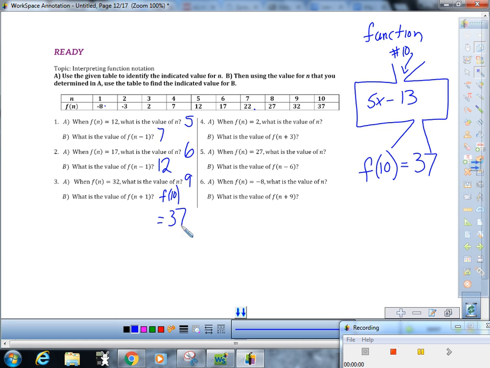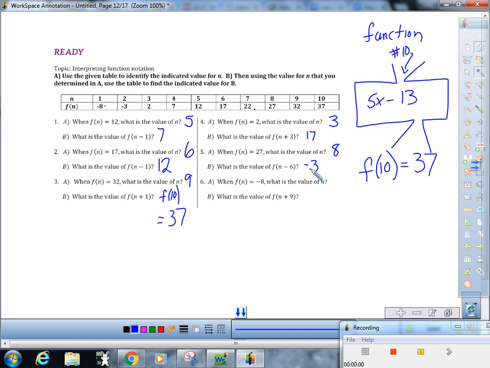So we're reading our chart. When f of n is 2, what is the value for n? The value for n is 3. What is the value of f of n plus 3? What's 3 more than 3? 6. F of 6 is 17. We already had that one. F of n is 27. The value for n is 8. What is the value of f of n minus 6? What's 8 minus 6? It's 2. F of 2 is negative 3.